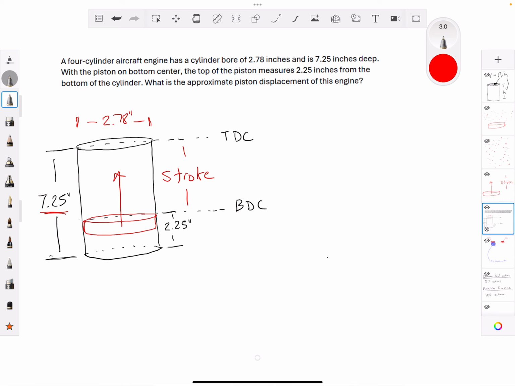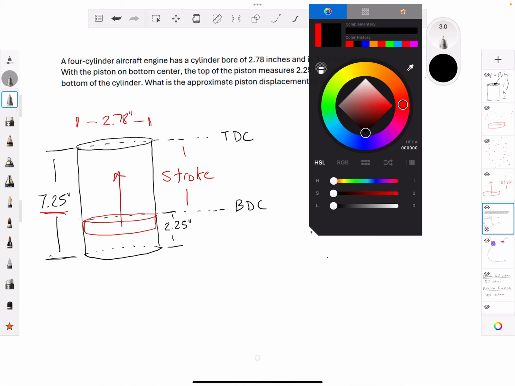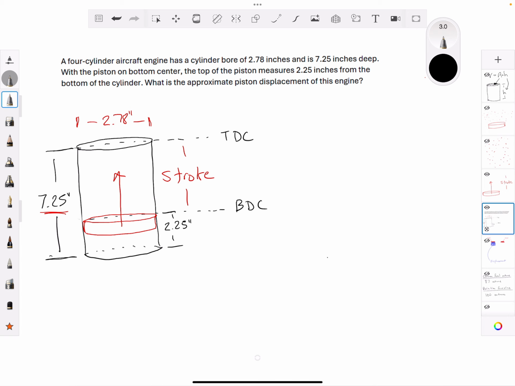So this problem is a little tricky because it didn't give us the stroke, but because it gave us the height of the cylinder, and there is an assumption that we have to make that the piston is going to move all the way up to the very top lip of the cylinder. But with that assumption made, we can find the distance of the stroke. So we're going to take our 7.25, the total height of the cylinder, and subtract our 2.25, which is where the top of the piston is located when it's at bottom dead center, and that's going to come out to be 5 inches. So we know that our stroke is 5 inches.